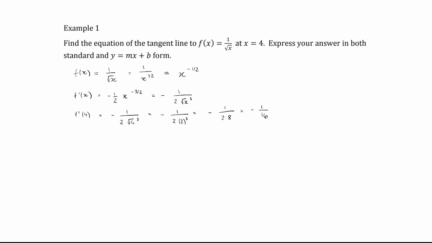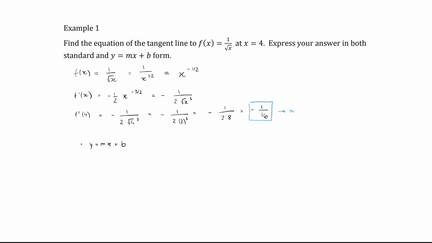So now we have our slope, right? Negative 1 over 16. This is our slope, m. So in the form y equals mx plus b, we have our slope.